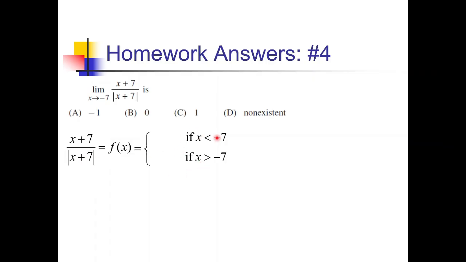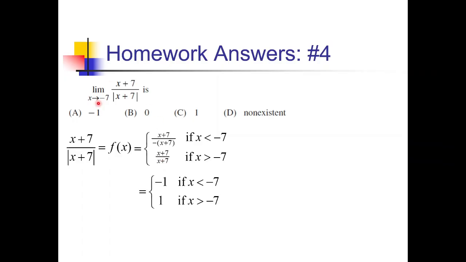So for my less than -7 rule, to make stuff come out positive, I'm going to negate everything in here. So negative x plus 7 in parentheses is how I'm going to rewrite that absolute value denominator. And for things that make the stuff inside positive, I'm just going to lose the absolute value because it doesn't really need to do anything special if things are already coming out positive. So reducing these, I can rewrite these two rules as -1 and +1.